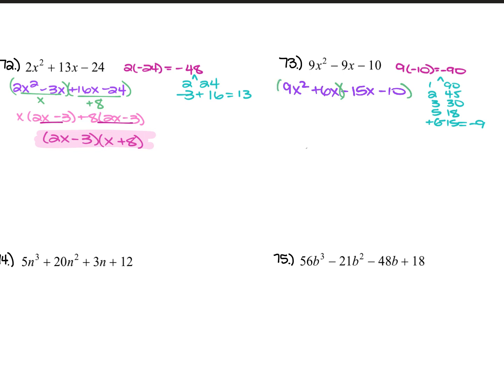Factor by grouping. Factor out a 3x from the first, a negative 5 from the second. This gives you 3x times 3x plus 2 minus 5 times 3x plus 2. Rewrite this as 3x plus 2 times 3x minus 5.